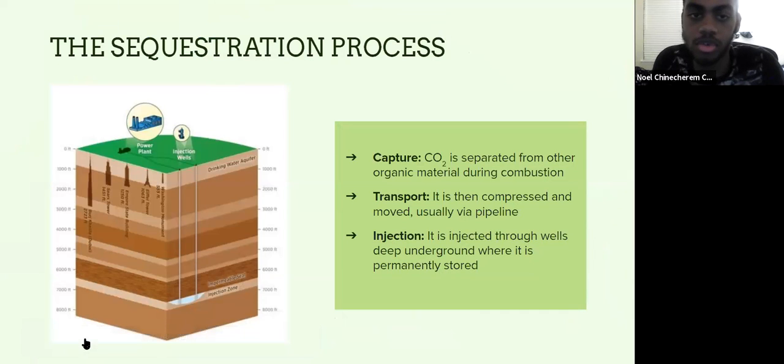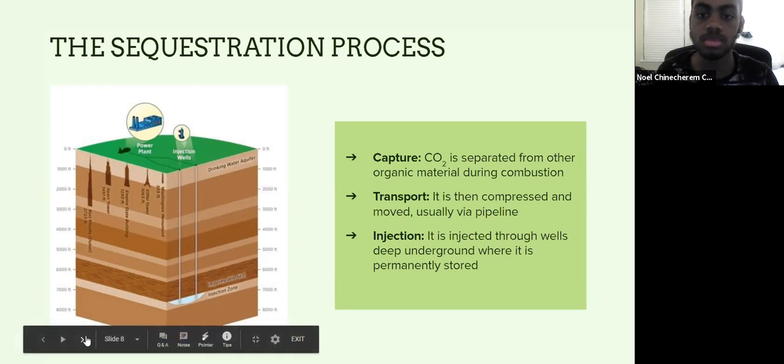So now we're going to go over the sequestration process. So first, carbon dioxide is separated from the organic material during combustion in power plants and other places in which carbon dioxide is usually a waste product. And it is captured, compressed, and then transported, usually through a pipeline to injection wells where they are then stored deep underground or under the ocean, where the carbon dioxide is permanently stored.